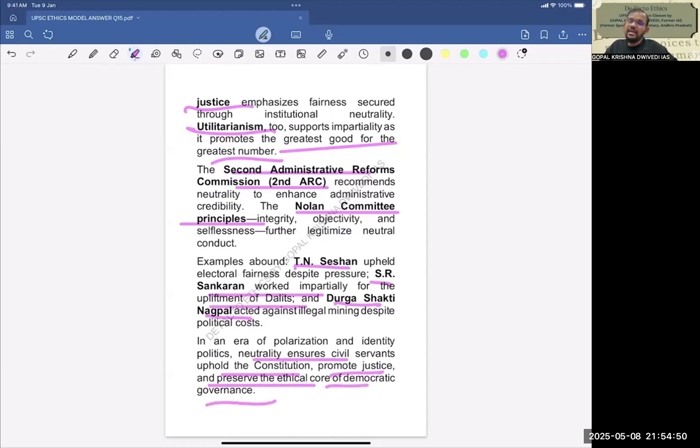So basically, what we are doing is quoting some ethical theories, quoting some relevant political leaders, then quoting some documents like the Constitution, Second ARC, and Nolan Committee, and then giving some live examples. Then we are using some ethical terms and ethical phrases, and finally we have a very positive, futuristic conclusion. So this completes the model answer for yesterday's question.